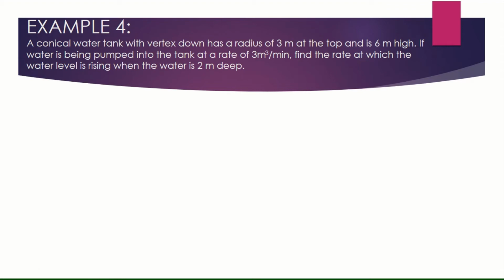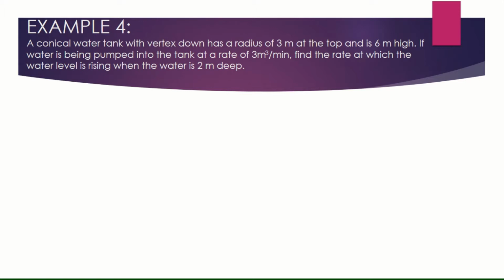Now we continue the discussion on related rates with example 4. A conical water tank with vertex down has a radius of 3 meters at the top and is 6 meters high. If water is being pumped into the tank at a rate of 3 cubic meters per minute, find the rate at which the water level is rising when the water is 2 meters deep.